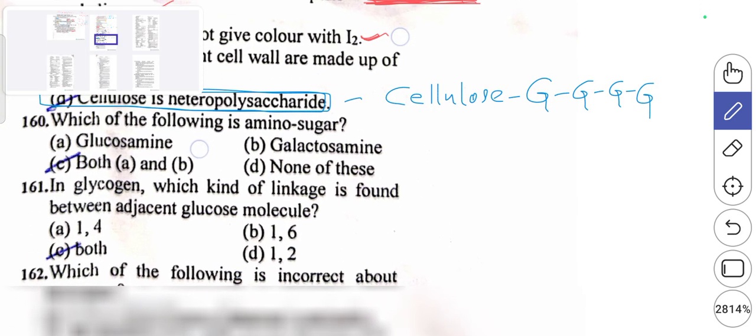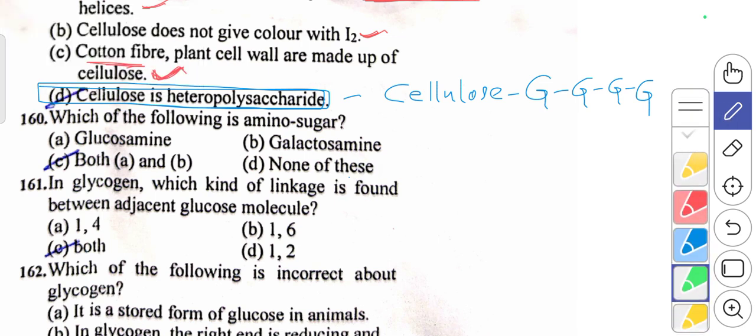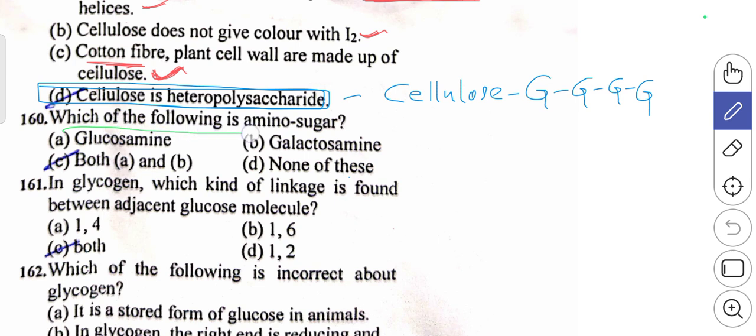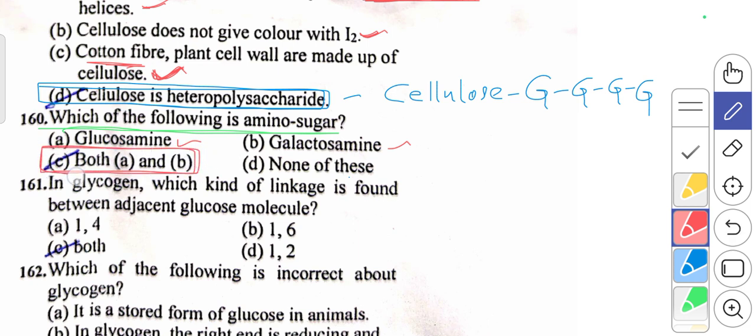Okay, so 160th question. Which of the following is amino sugar? They have given the options here. The A option, they have given glucosamine. The B option, galactosamine. C, both A and B. D, none of these. As you all know, glucosamine and galactosamine contain amino sugar. So due to that, C option is the right answer for this question.